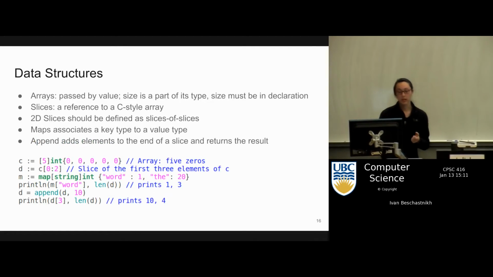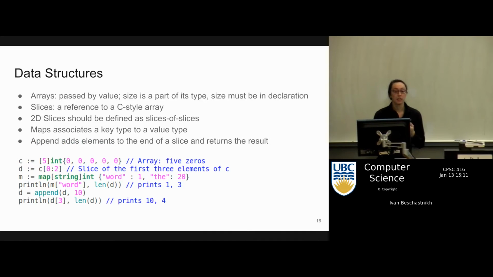So data structures, arrays. The key thing here is arrays are passed by value, which is different than a language like Java. Slices are a reference to a C array, so you can think of them as a wrapper, and they are going to be passed by reference. So keep in mind if you create an array, if you copy it or pass it to a function, it will copy all of the values and create a new array. So basically use slices. To create an array, you need to have the size in the declaration. So C in this first code example is an array. If I took out that 5 parameter, it would be a slice. So that's important to keep in mind.